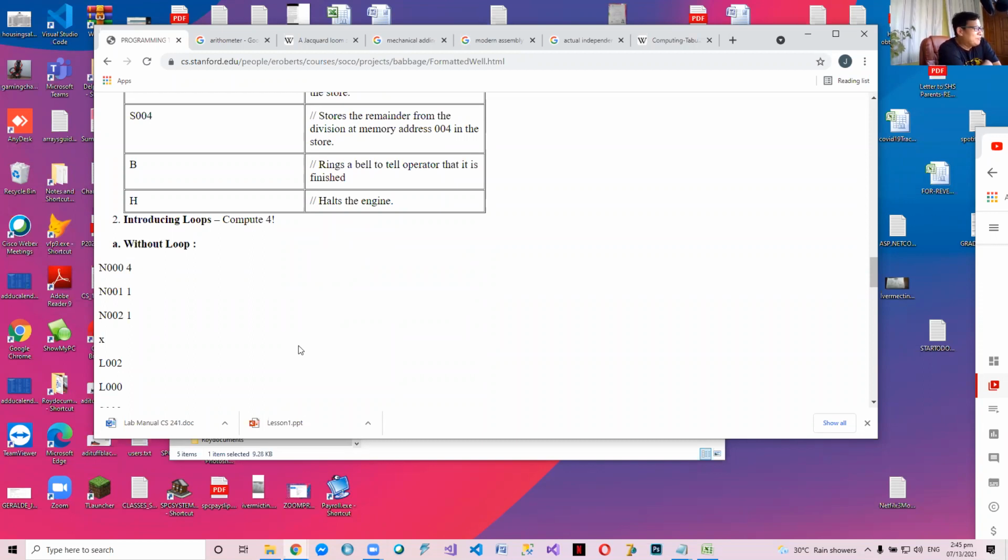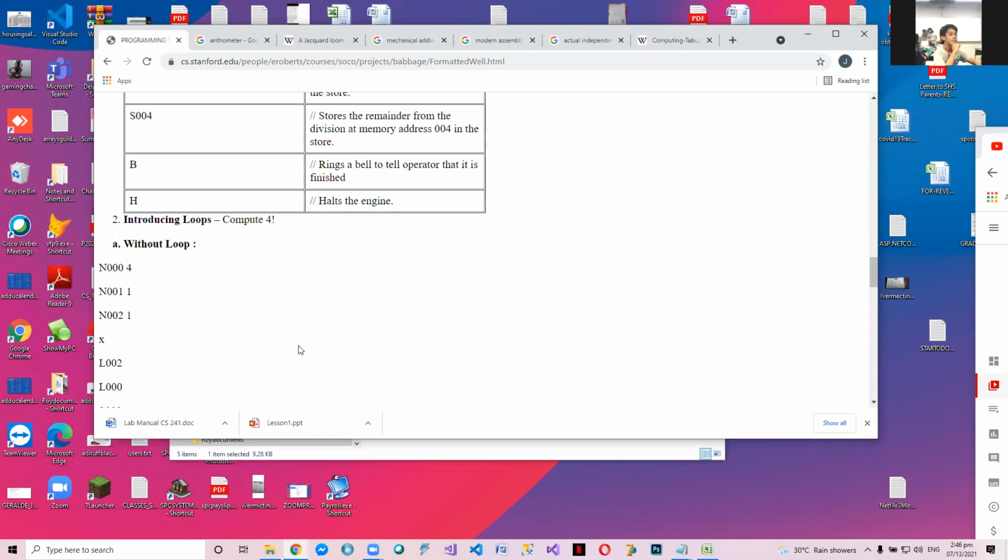Who knows what a factorial is? 4 exclamation, it means factorial of 4. What's the first factorial? Anyone? What's the first factorial? 1. Why? Kasi yun lang yung possible, because it is 1 times backwards. 1 times 1 is 1.